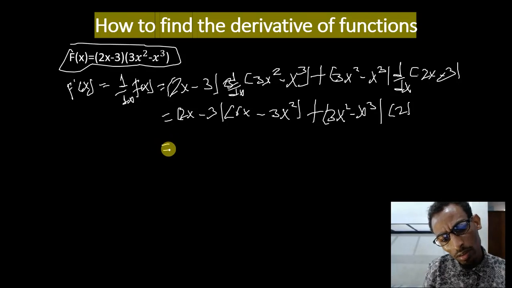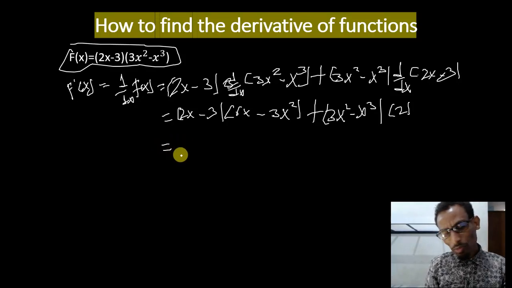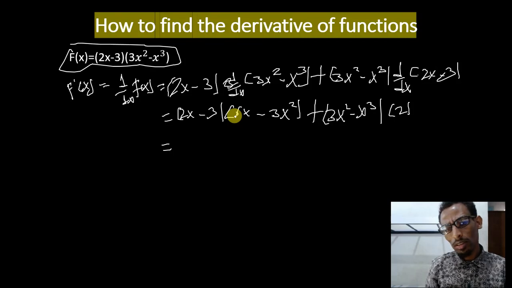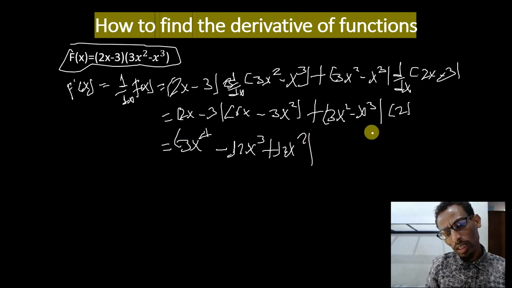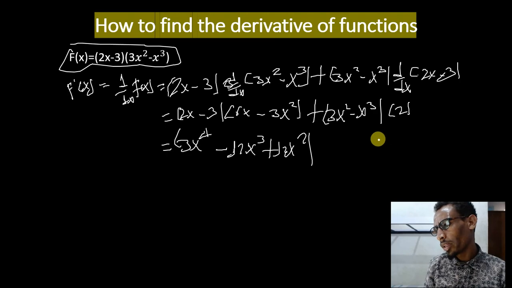Then from here we get (2x minus 3) times (6x minus 3x squared), which gives 3x to the power of 4, minus 12x cubed, plus 12x squared. And also by multiplying (3x squared minus x cubed) times 2, we get what?